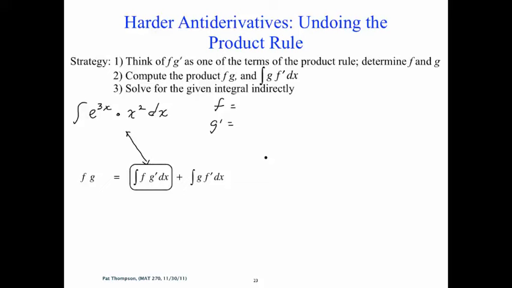So what do you want to make f? X squared, because when we take the derivative, it's going to be a lower power. So we're going to do x squared. G prime is. Okay, so what is f prime? 2x. What is g? So now we have to do a little antiderivative on the fly here. Given g prime is e to the 3x, g is? Okay, so we know it's going to be essentially e to the 3x, and we're going to need a 1/3.